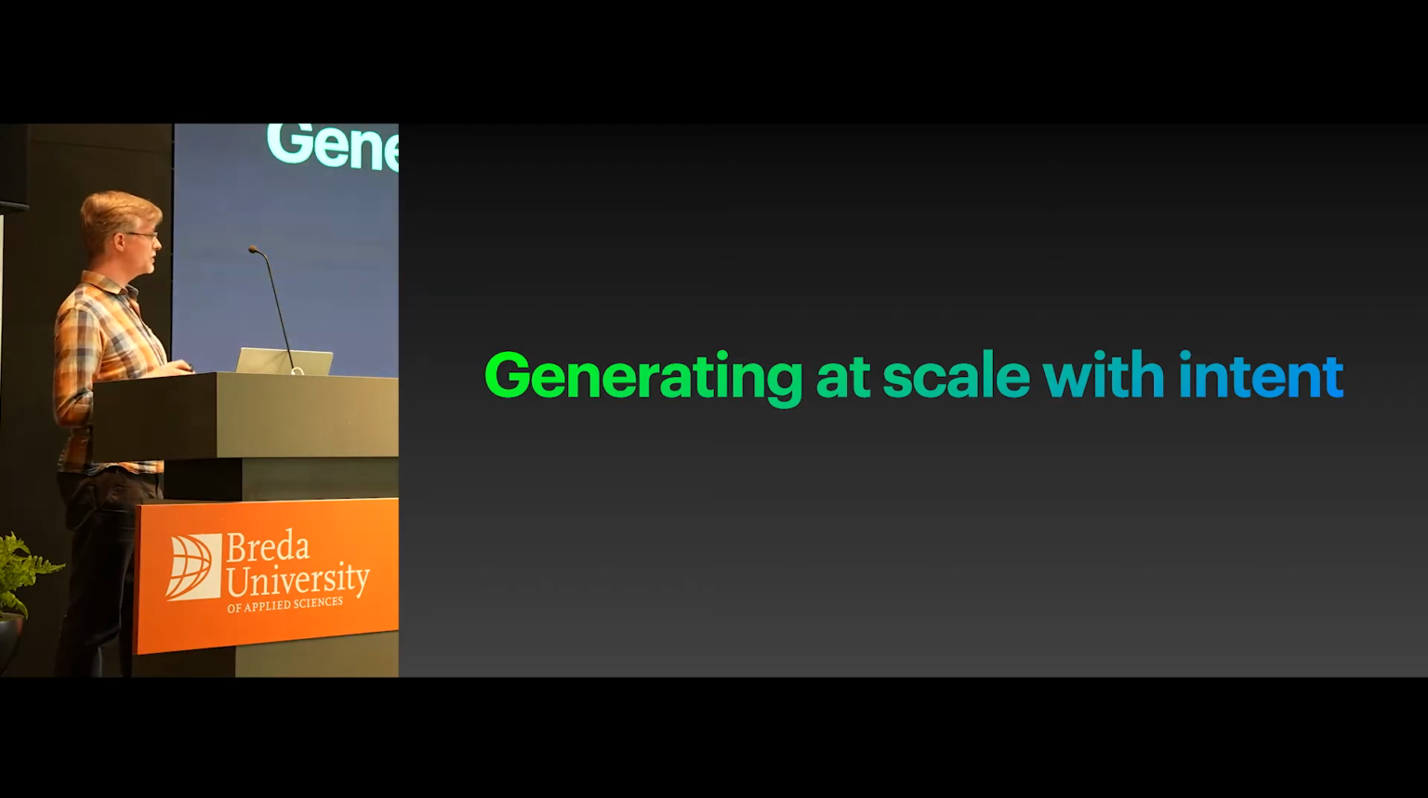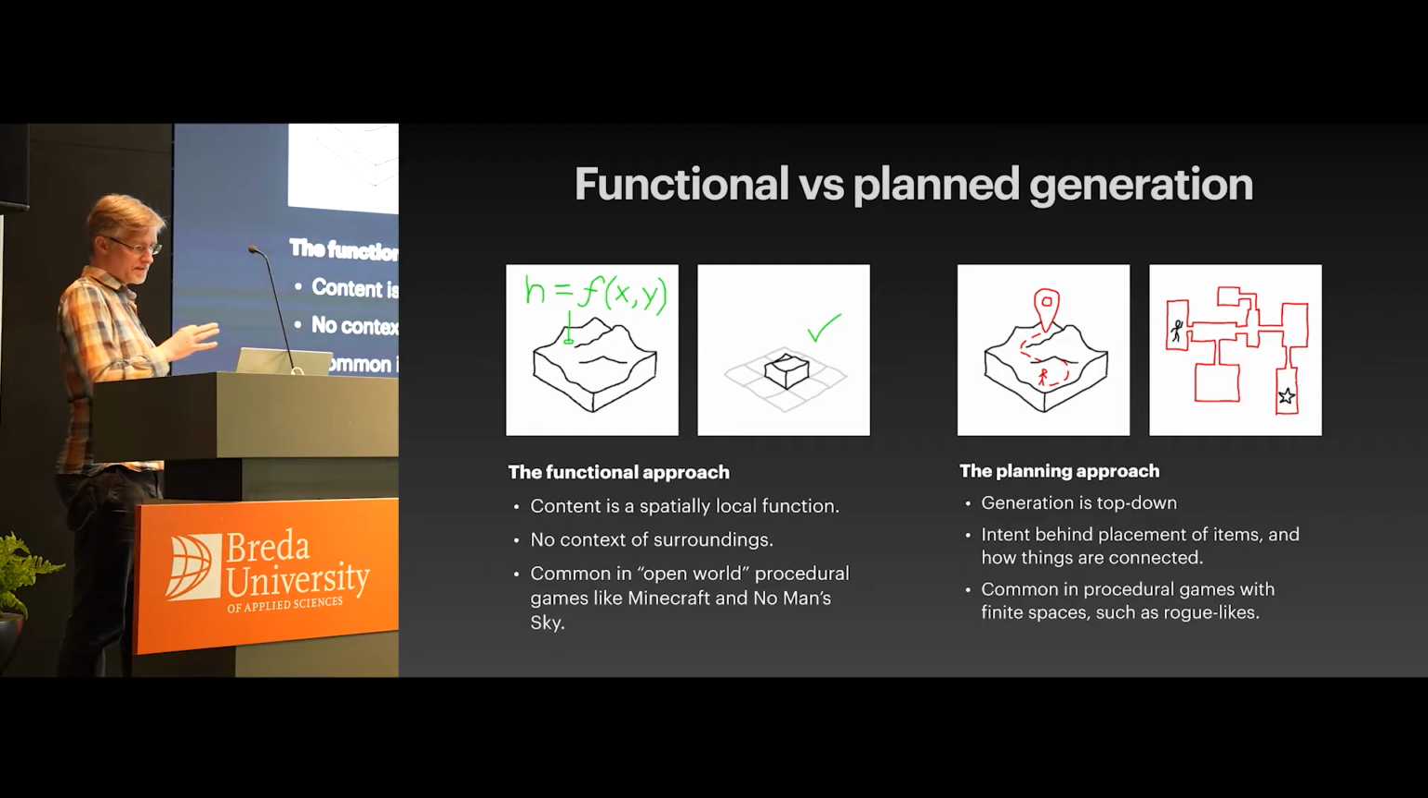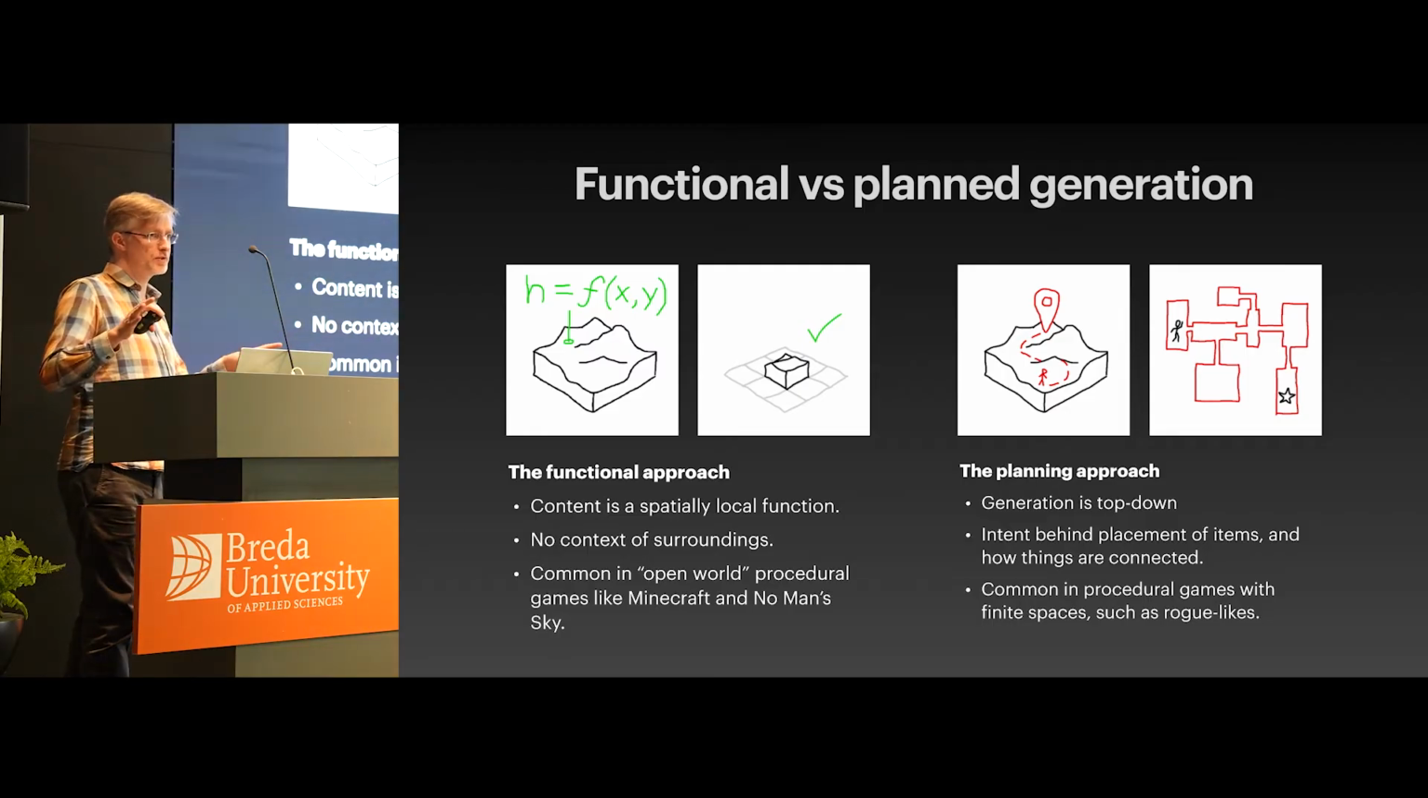Another thing that you can do with this framework is to generate runtime procedural worlds where you are generating at scale with intent. And what do I mean by that? So let me take a step back. There are two types of procedural generation that I want to contrast, which is a functional approach versus a plan generation. With the functional approach, content is basically a local function: you call a function for a given position and you get a result back.